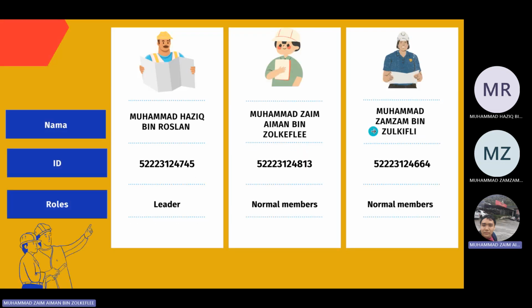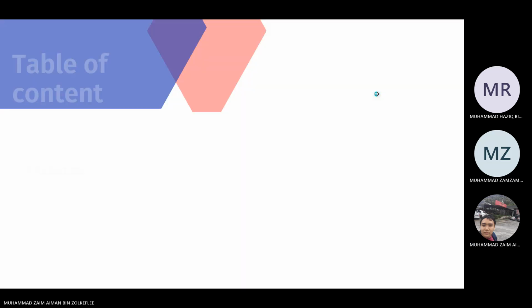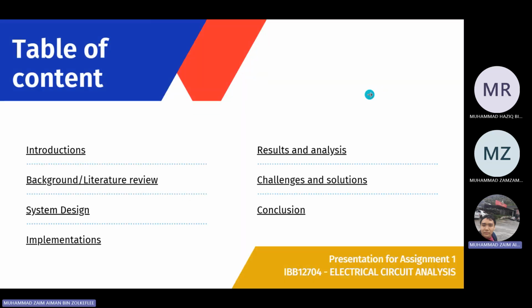Before we start talking about the project, let me introduce myself and my group members. Muhammad Haziq bin Roslan, ID number 52231247445, is our leader. Myself, Muhammad Zaid Aiman bin Zulkifli, ID 522231248813. And our last group member is Muhammad Zamzam bin Zulkifli, ID number 522231246664.